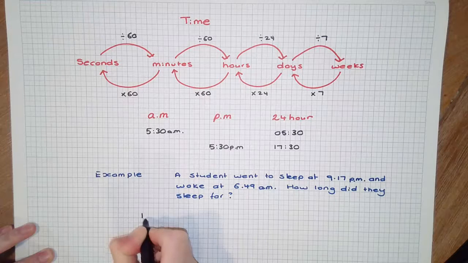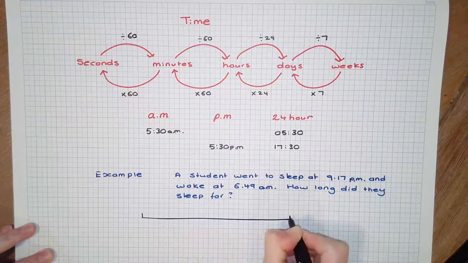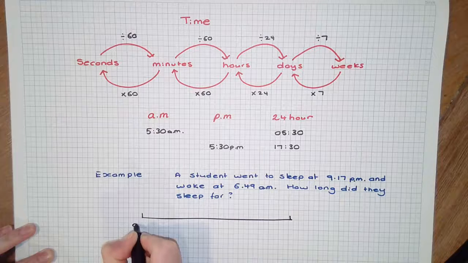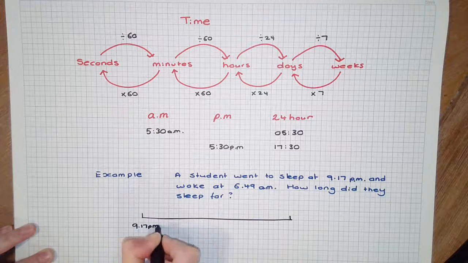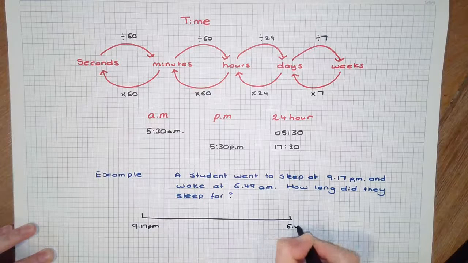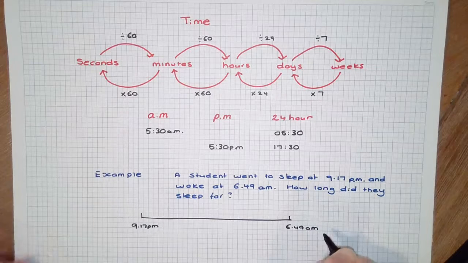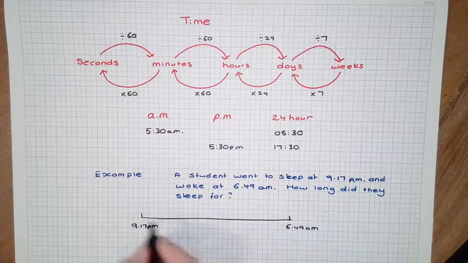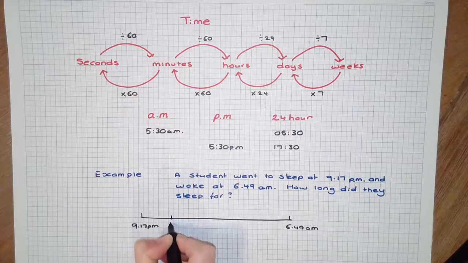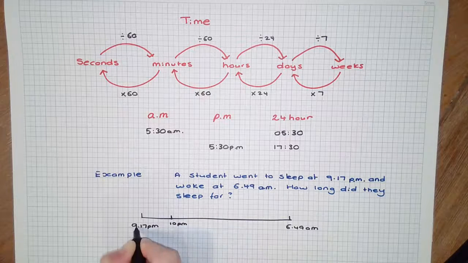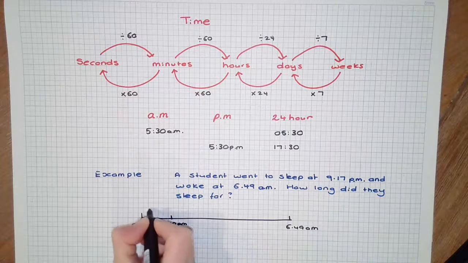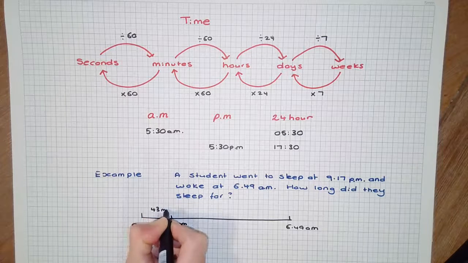So, not to scale, we'll say that they went to sleep at 9:17 PM and they woke at 6:49 AM. So we're going to build to the nearest hour. So to get to 10 PM, from 9:17 to 10 PM, we would add 43 minutes.